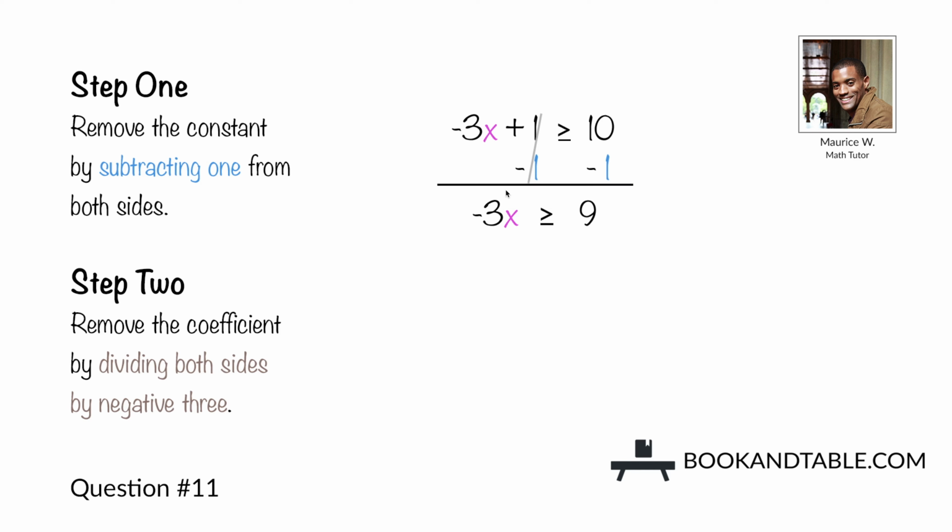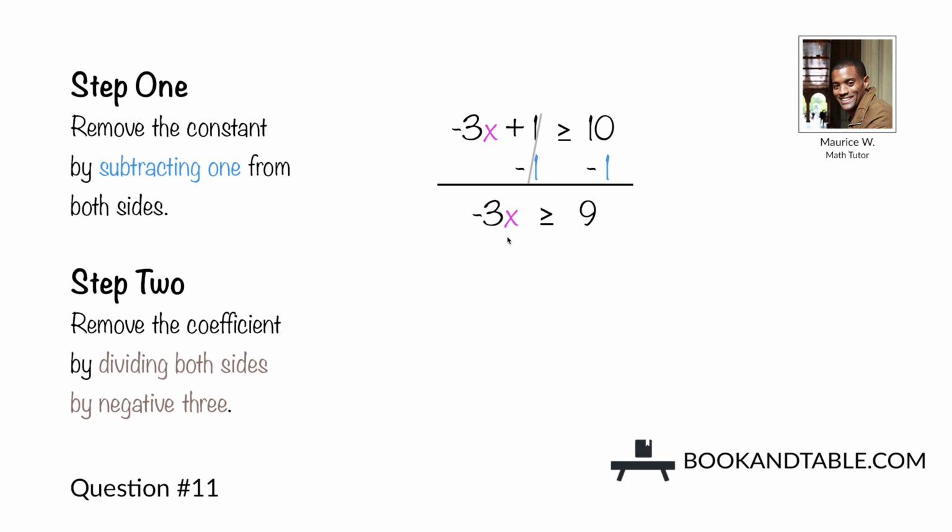So when we are solving an inequality, the first thing we want to do is remove the constant that is on the same side as the variable that we are solving for, which in this case is x. So our constant on the side of x is +1. So step 1, remove the constant by subtracting 1 from both sides. +1 and -1 cancel each other out, leaving us with -3x on the left side. And on the right side, we have 10 minus 1, which gives us 9.